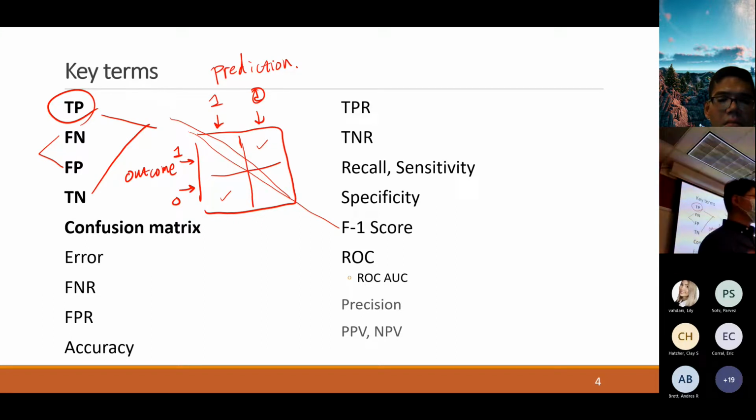And in that case, the way you read the confusion matrix is entirely flipped. It's a kind of a mirror flip.